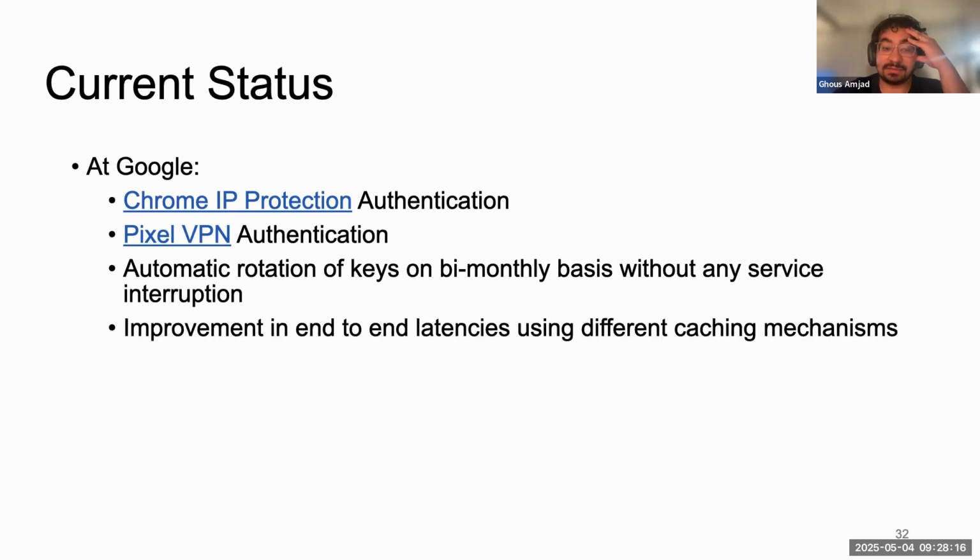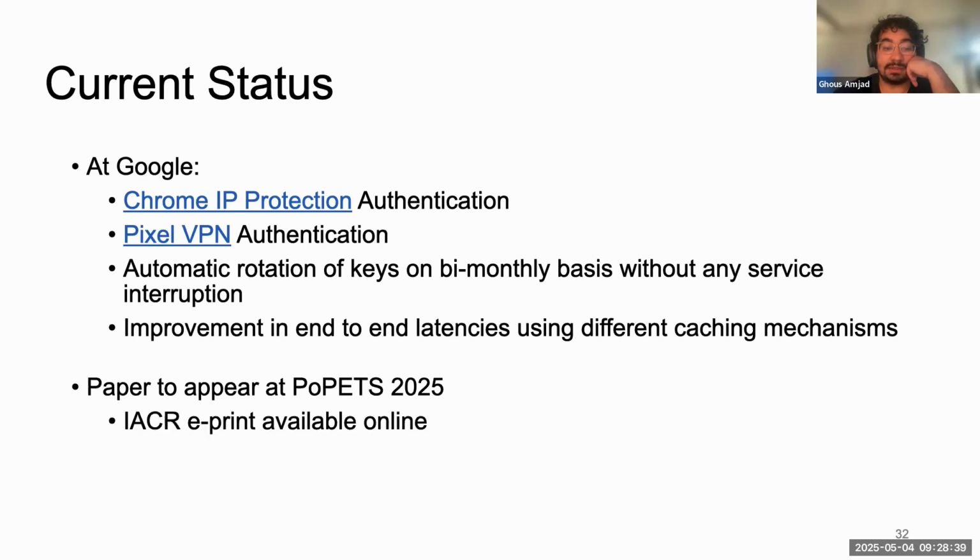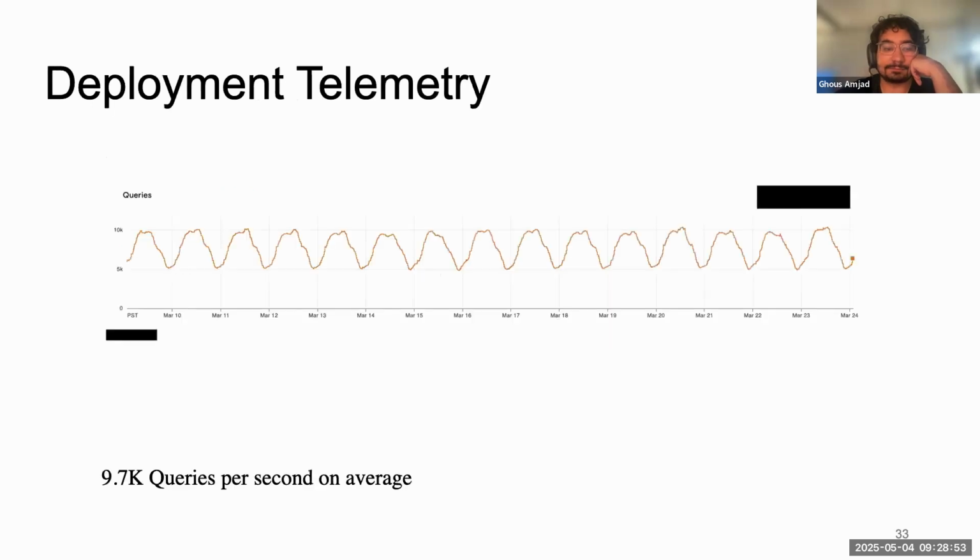Improvement in end-to-end latencies was also achieved using different caching mechanisms because sometimes the public metadata derivation and their inverses are used across different public metadata, right? So by caching those in a timely manner, we avoid extra computation cycles. So this paper is set to appear on PoPETs 2025. The ePrint is available online if anybody is interested in it. A standards draft for this protocol was adopted by the CFRG, where CFRG is a crypto group inside the IETF.